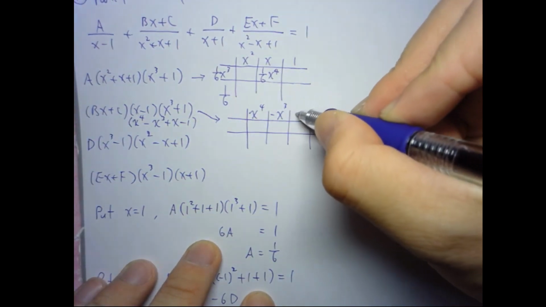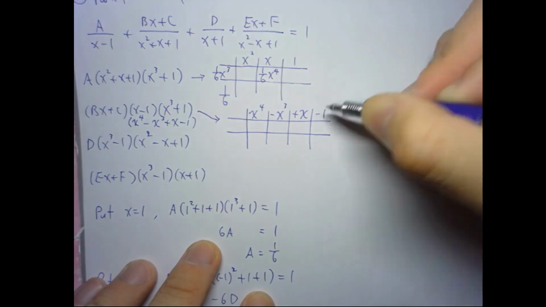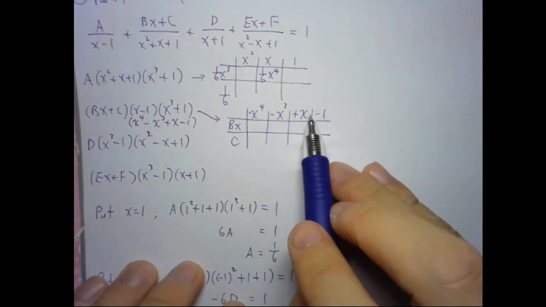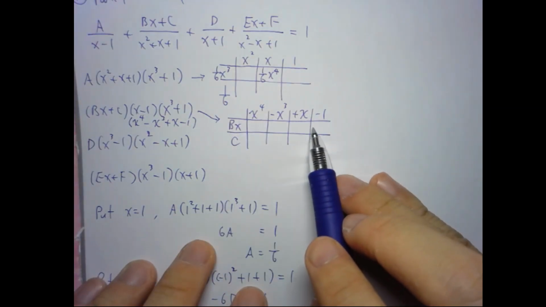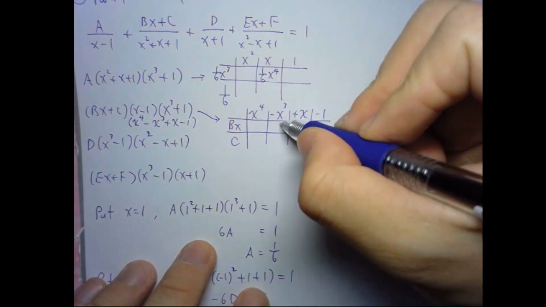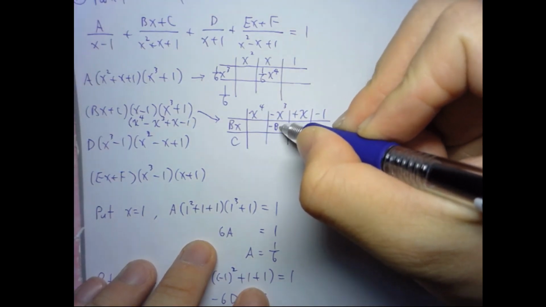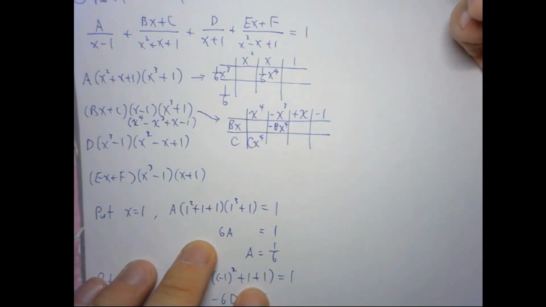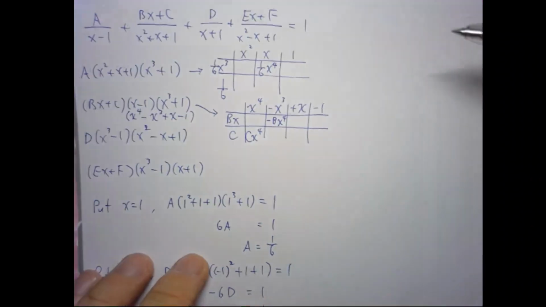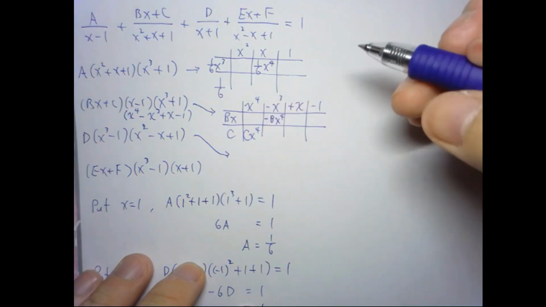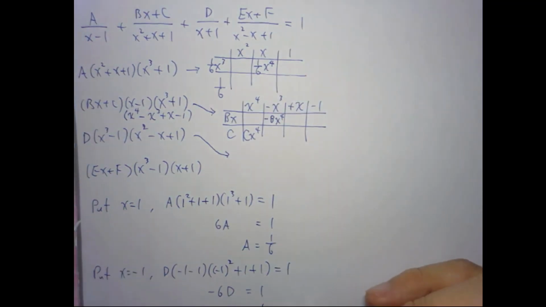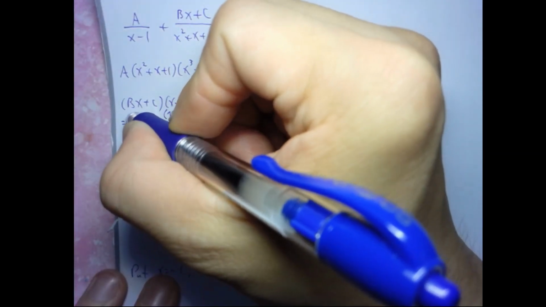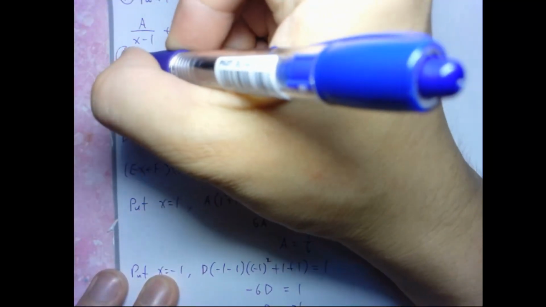Minus x cubed, don't forget the plus and minus. Okay, here I put bx and then c. So which term can give me the x to the power 4? Here, negative b x to the power 4. Here, c x to the power 4. Okay, good. So I'll continue. Here, notice that we have the d is already negative 1 over 6, and a is 1 over 6. Okay, good.